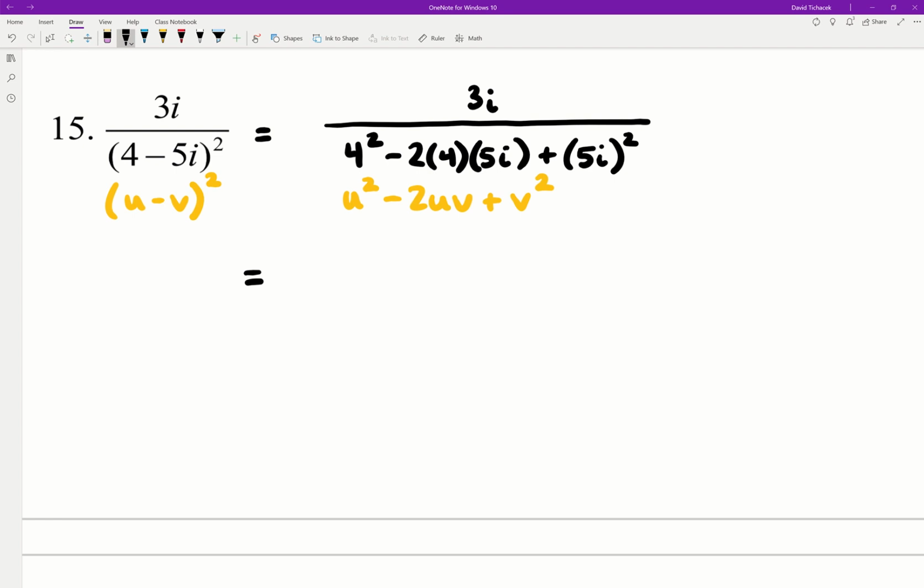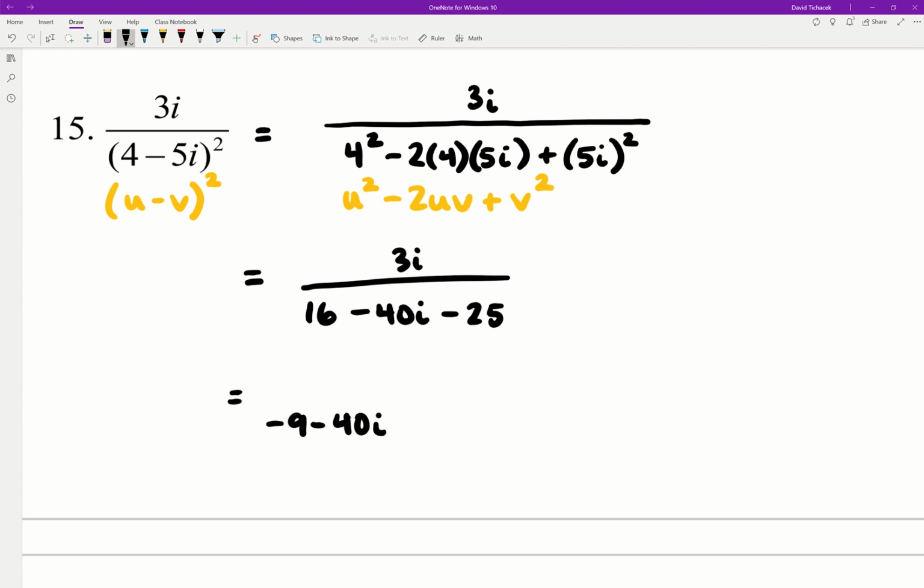So the 4 squared, of course, is going to make 16, and then the negative 2 times 4 is going to make 8, times 5, that's going to give us a negative 40i. Okay, and then what we're going to have here is 5i squared, and if you do the math on that, that's going to give you a negative 25. Okay, and again, this is all still over 3i here. So if you simplify this further, 16 minus 25, that's going to give you a negative 9 minus 40i in the denominator and a 3i in the numerator.